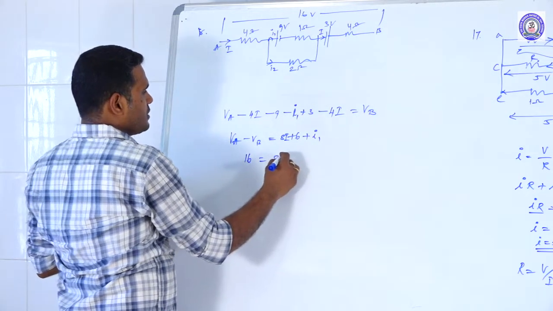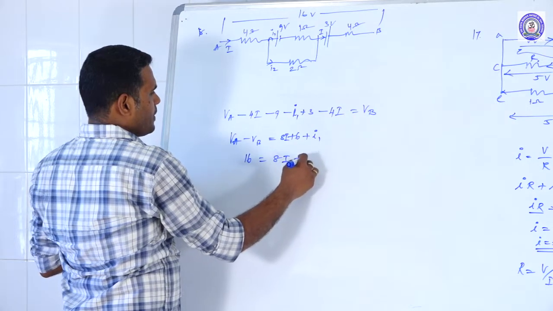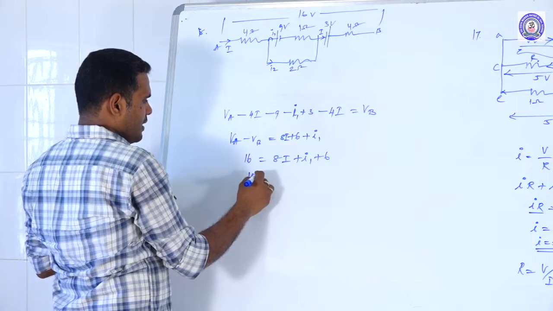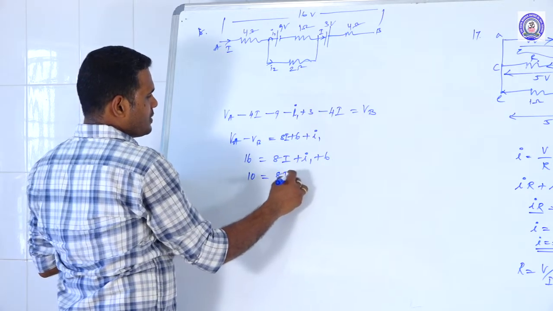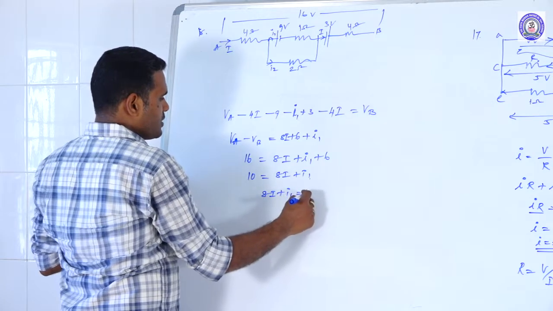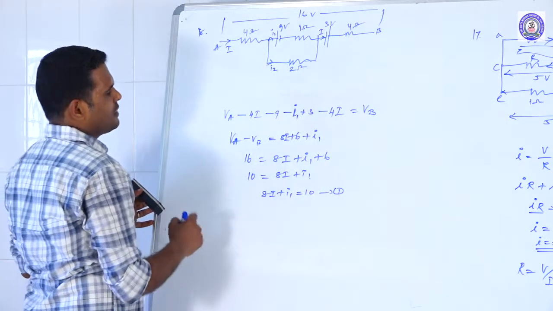So 16 equals 8I plus I1 plus 6. As I take this 6 here, I will get 10. 10 equals 8I plus I1. So 8I plus I1 is equal to 10. I have taken one expression.